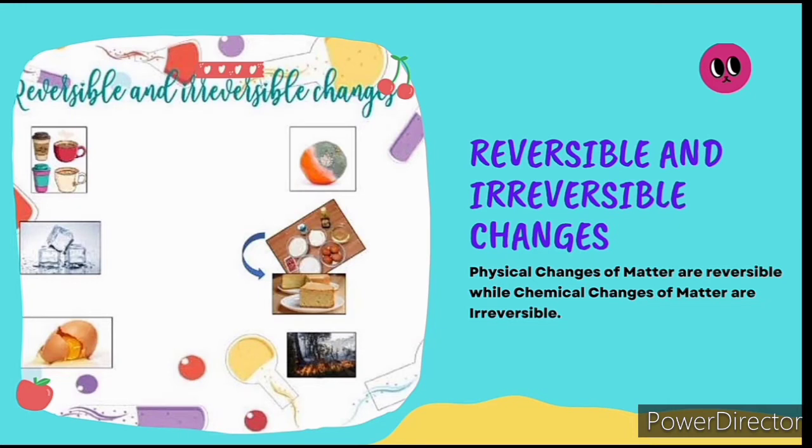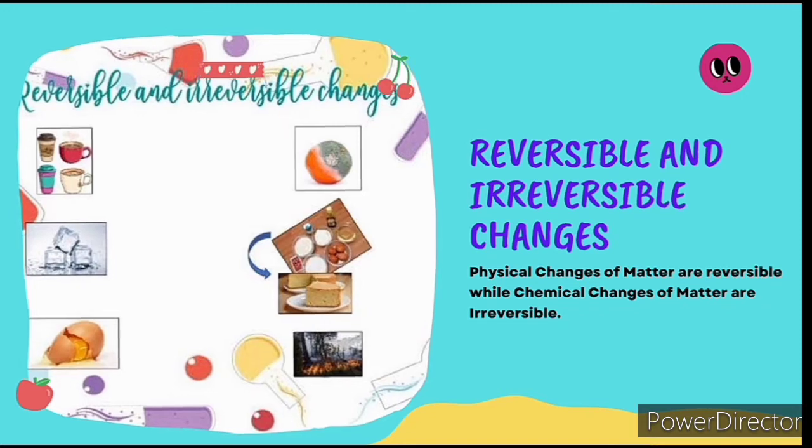That brings us to the next topic, which is reversible and irreversible changes of matter. Now, if you can bring something back to its original state, we say that thing has reversed. So all physical changes of matter are reversible, but all chemical changes of matter are irreversible. Why are they irreversible? Because they cannot go back to their original state. Once the change occurs, you cannot reverse it, you cannot undo it.